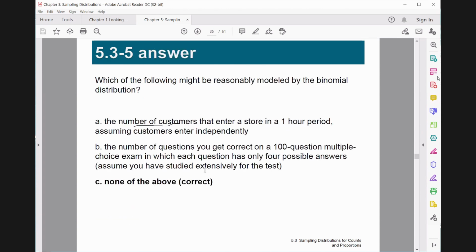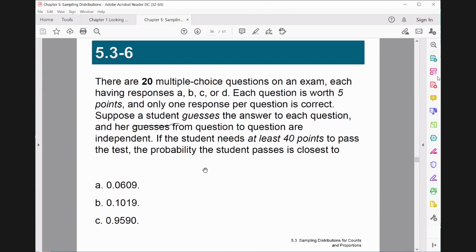Okay. Let's move to the next one. Here we have 20 MSQ once again, and we have 4 proposals for each one.